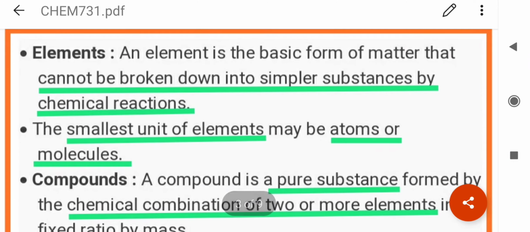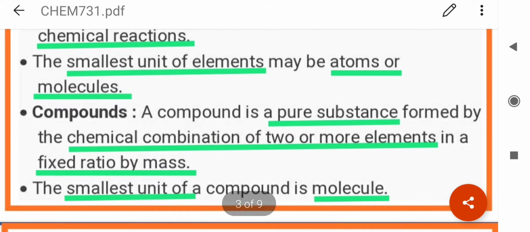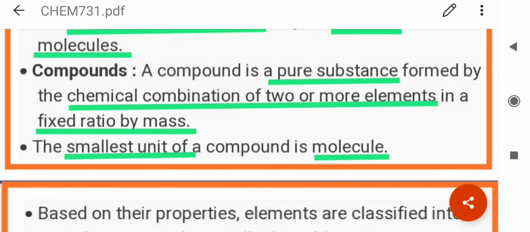Now, what is an element? It is the basic form of matter that cannot be broken down into simpler substances by chemical reactions. And the smallest unit of elements may be atoms or molecules. Why? Because all atoms cannot exist independently, so they combine to form molecules. Now, a compound is a pure substance which is formed by the chemical combination of two or more elements in a fixed ratio by mass. And the smallest unit of a compound is called a molecule.